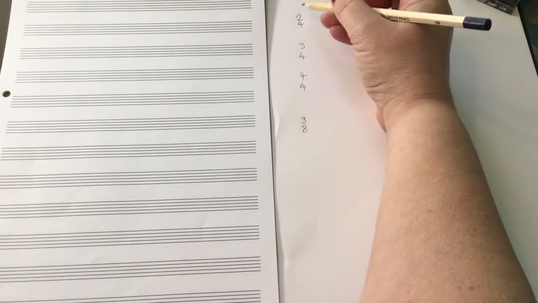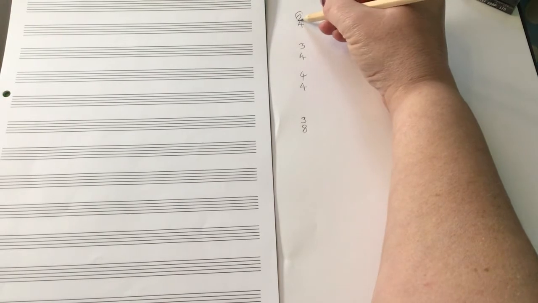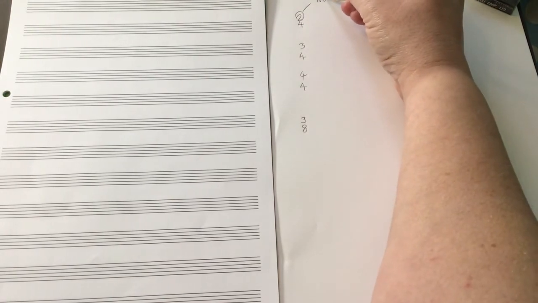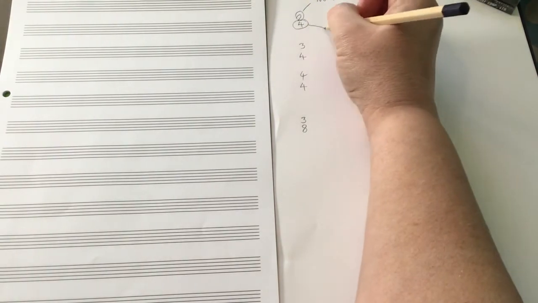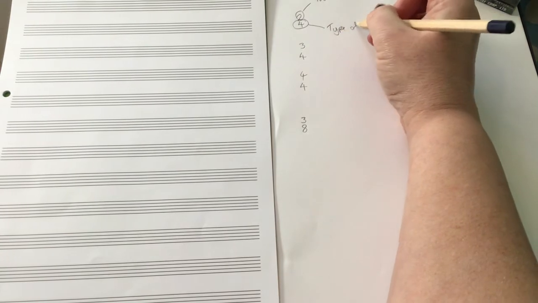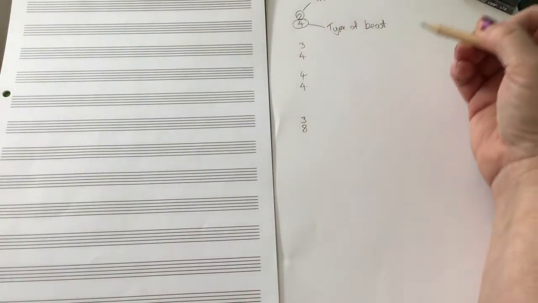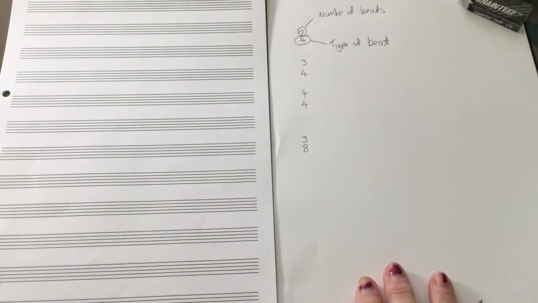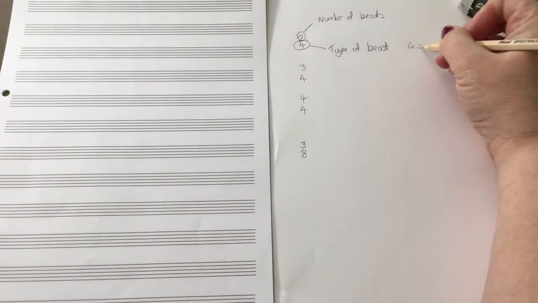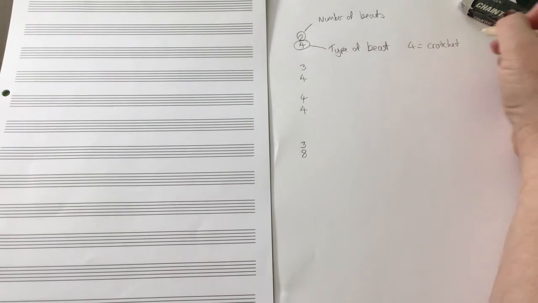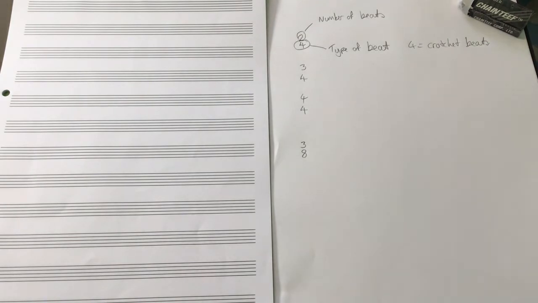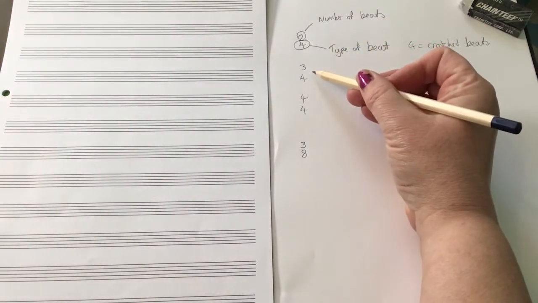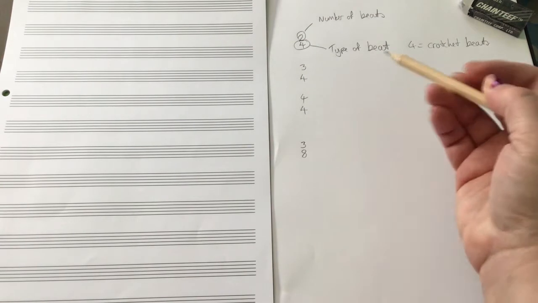2-4. When we're dealing with time signatures, the top number is the number of beats, and the bottom number is the type of beat. So 4 at the bottom is always going to be crotchet beats. That means if I've got 2-4, there are the equivalent of 2 crotchet beats in a bar. So the bar adds up to the same as 2 crotchets. So 3-4 is 3 crotchet beats in a bar, 4-4 is 4 crotchet beats in a bar.